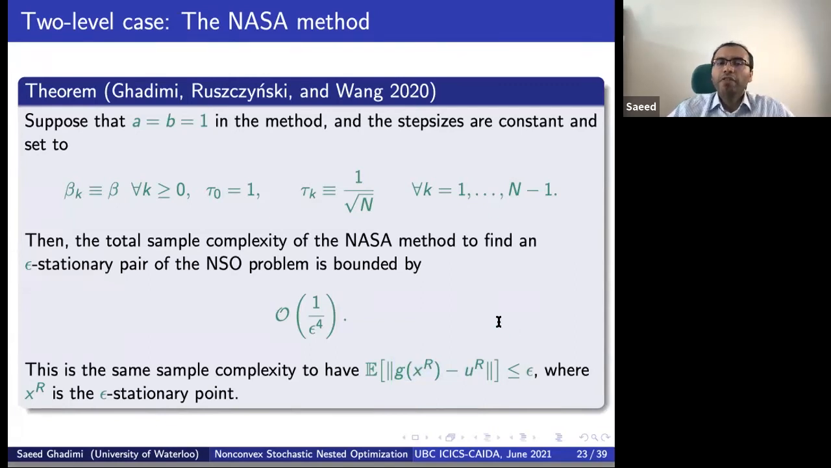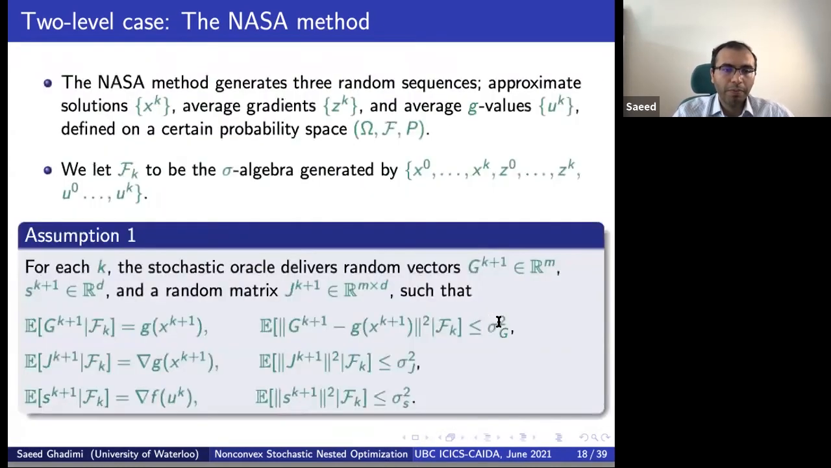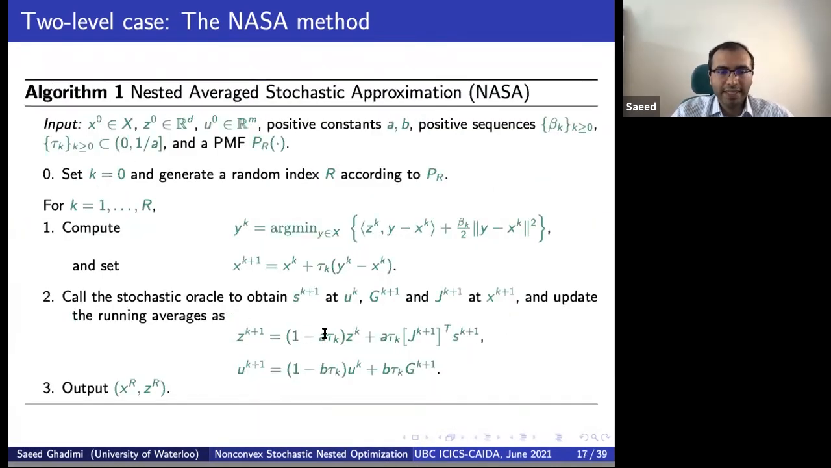If I go back to the algorithm, as you can see, we set a and b to 1. So this is just 1 minus tau k, 1 minus tau k, and here we also have 1 minus tau k for xk. So we are just using a single time scale in the algorithm.